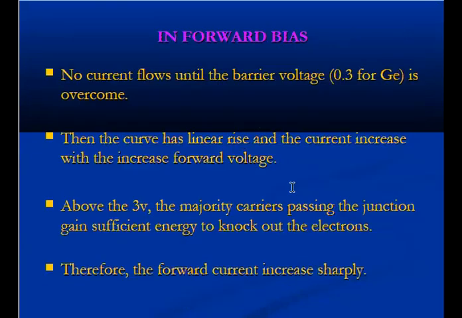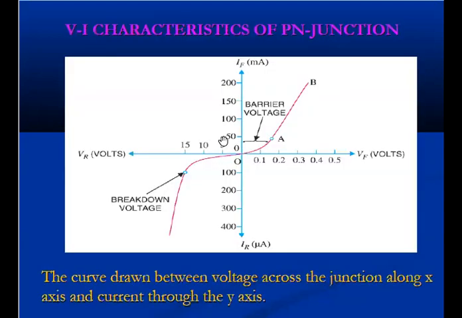In the forward bias, no current flows until the barrier voltage is reached, which is 0.3 for germanium and 0.7 for silicon. Whenever the applied voltage crosses the barrier voltage, only then will the diode conduct. That means it will act as a closed path. Then the curve has a linear rise and current increases with increase in the forward voltage. As we saw here, only after crossing the barrier voltage does the current increase when we increase the forward voltage.